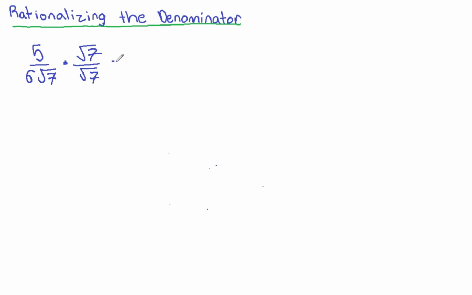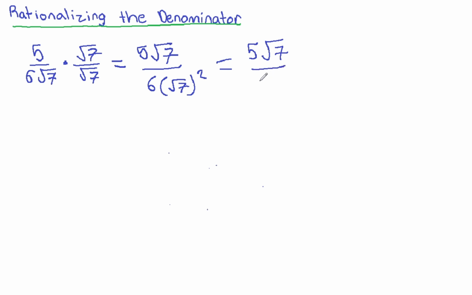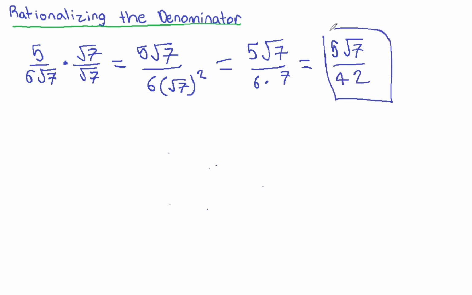When we do this, we get 5 root 7 over 6, and then since it's two root 7s that we're multiplying together, it's root 7 squared. When you square a root, the square and the root just go away. They cancel out each other. So essentially you're left with 5 root 7 over 6 times 7. Then you multiply this out and you get 5 root 7 over 42. So that's the answer. This is how you rationalize the denominator.